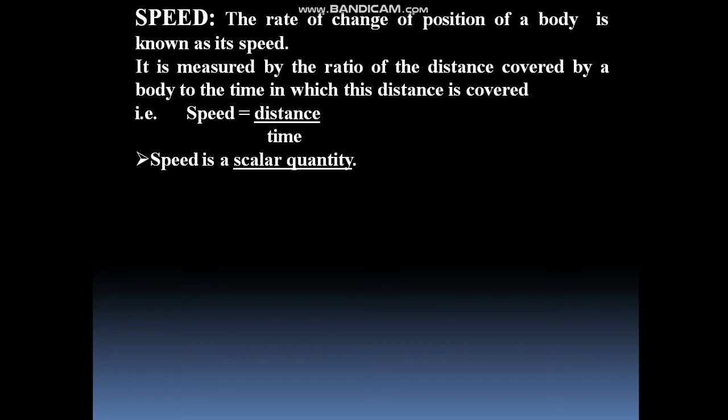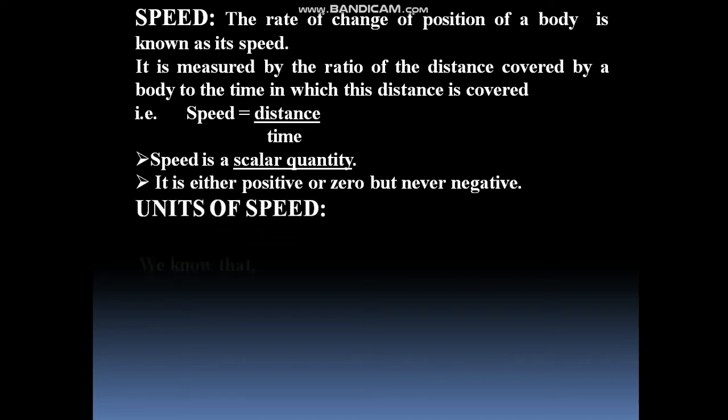Now, speed doesn't have any direction, so it is a scalar quantity. Distance also, remember, doesn't have any direction. So since speed is equal to distance upon time, speed is also a scalar quantity. Now, it can either be positive or zero, but it can never be negative.